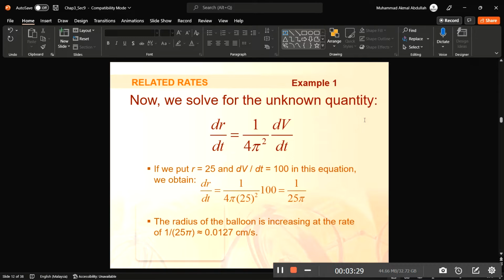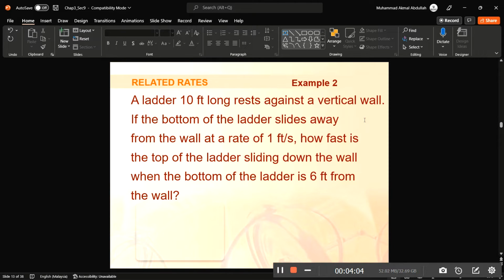So dr over dt equal to 1 over 4 pi r square times dV over dt. So we substitute r is 25, and dV over dt is 100, in this equation we obtain the radius of the balloon is increasing at the rate of 1 over 25 pi, which is 0.0127 centimeter per second.